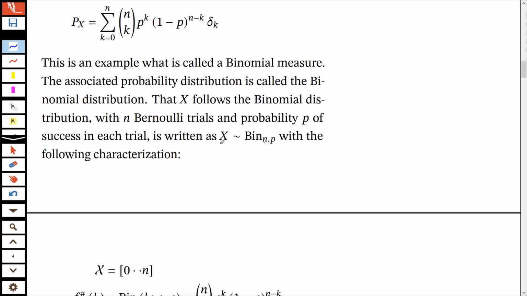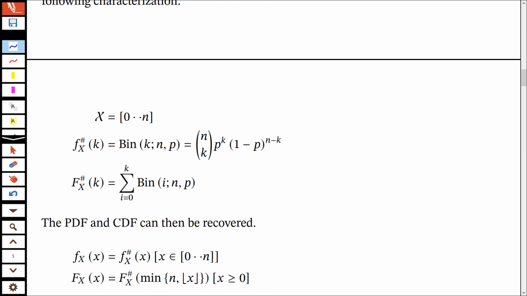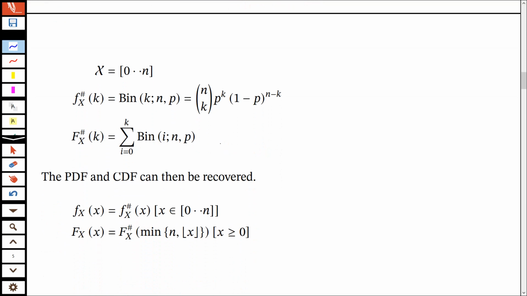So I can now complete my characterization of this new distribution by specifying the support. So these are the possible values. You see, 0 would mean no success in those n trials. n would mean all successes, and you can have anything in between.